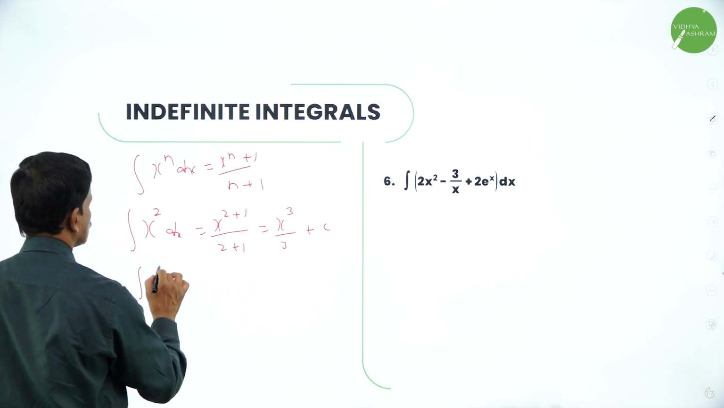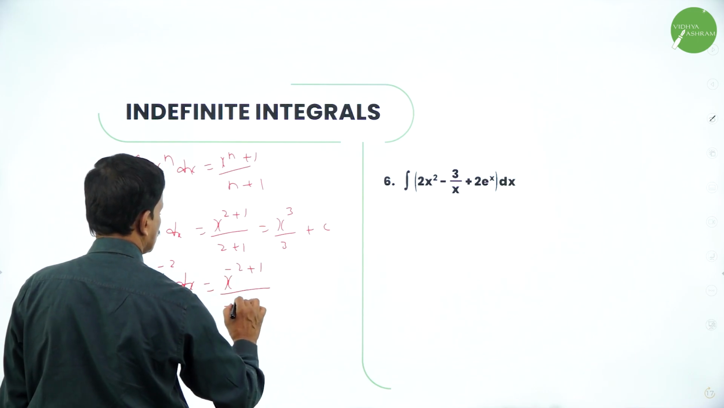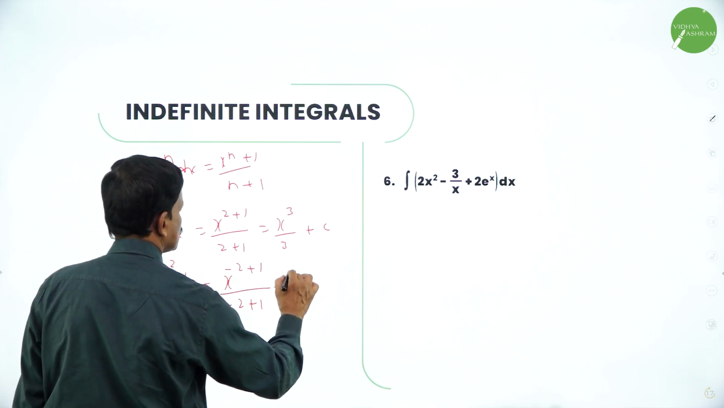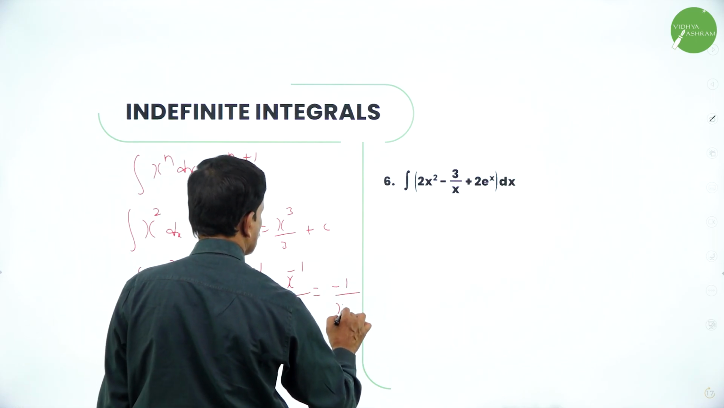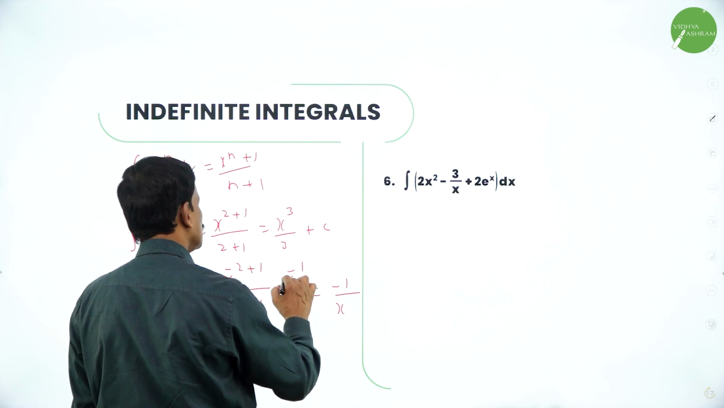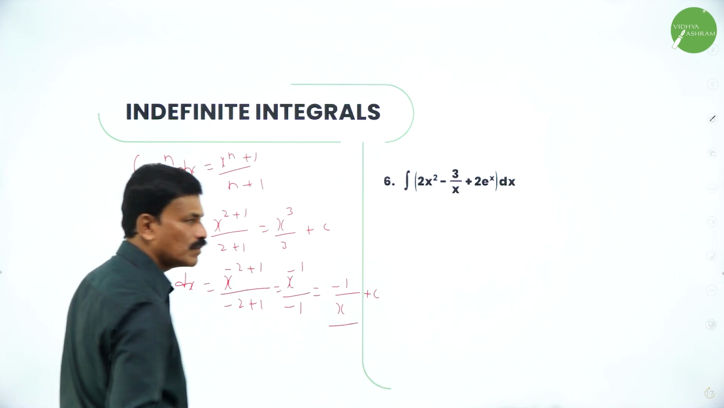Suppose it is like this, x to the power of minus 2. This is nothing but x raised to minus 2 plus 1, divided by minus 2 plus 1, which is x raised to minus 1 by minus 1. This can also be written as, bring this to the denominator, minus x raised to minus 1, which becomes minus 1 by x.